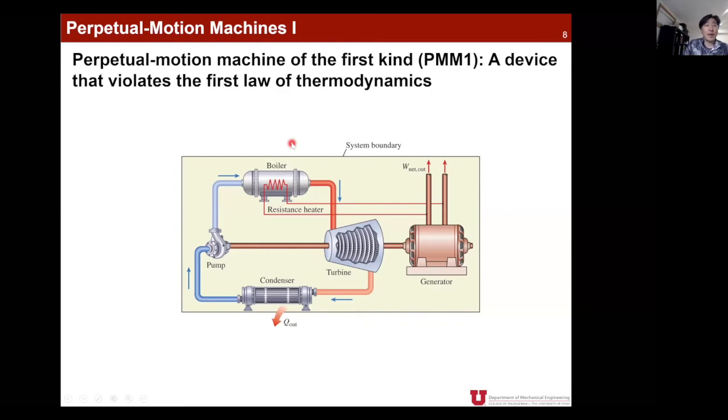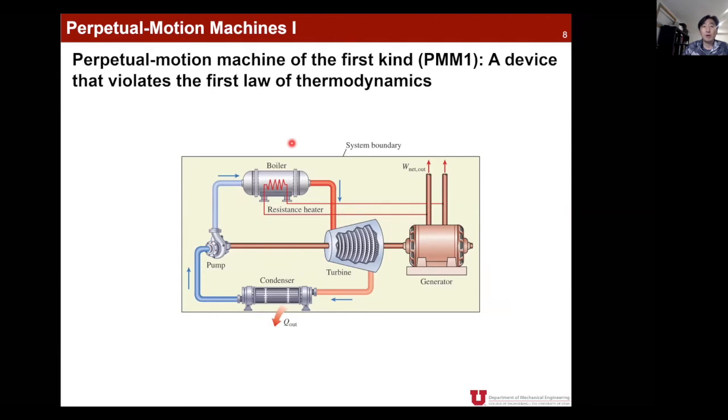Now I came back to my office to explain perpetual motion machines. There have been a lot of people who have claimed imaginary devices that can only exist in their imaginations, from the industrial revolution until now. We call those kinds of false devices or false systems perpetual motion machines. There are two types of perpetual motion machines.